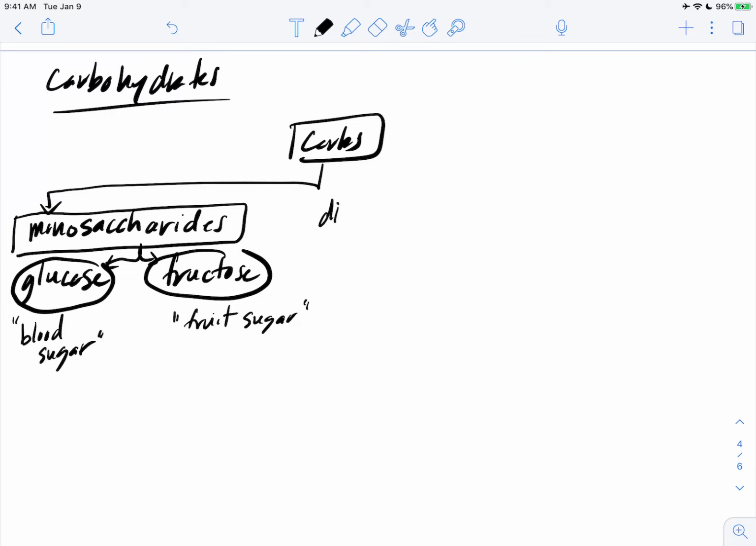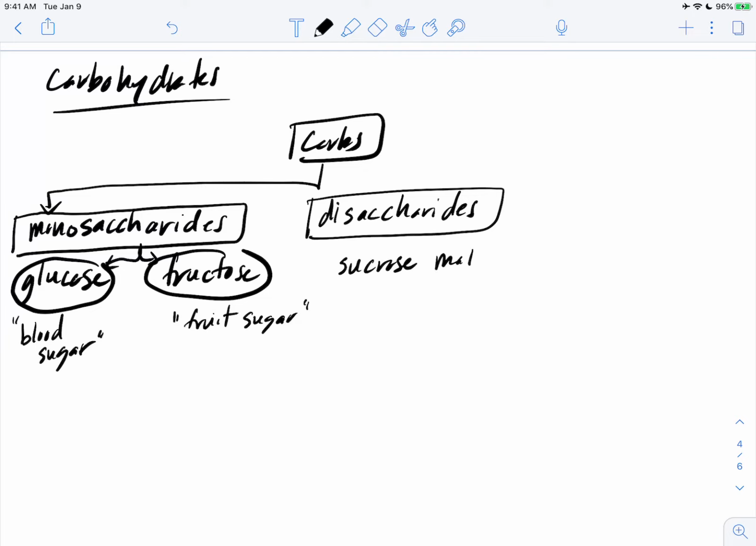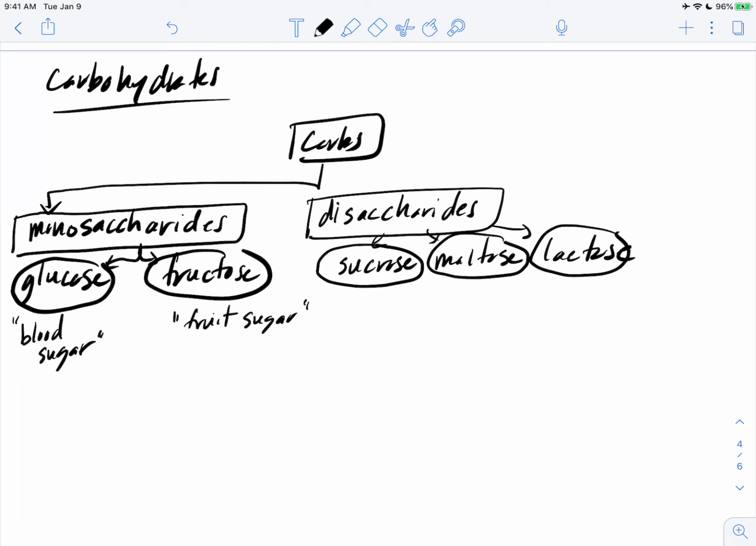So two saccharides. And so we have different flavors. We can have sucrose, we can have maltose, or we can have lactose. So we might have seen these terms before. These are all disaccharides. So sucrose is table sugar. And lactose is milk sugar. And maltose is coming from our grain sugars. So like beer, we'll be talking about maltose a lot.